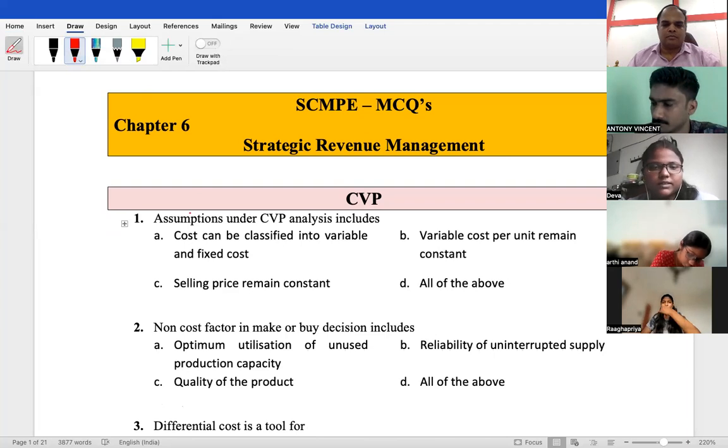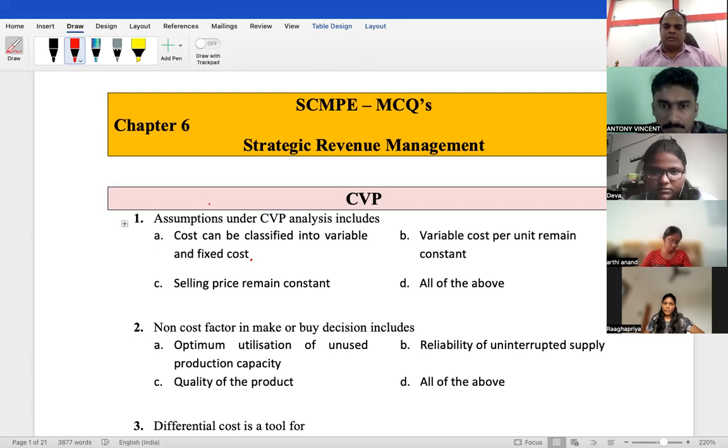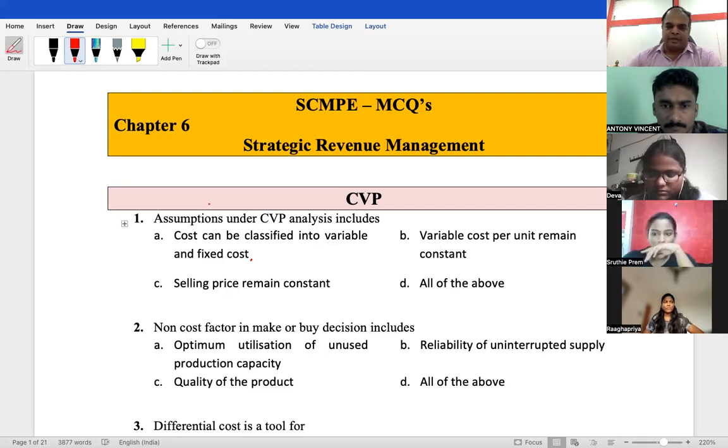First one. Assumptions under CVP analysis includes option A, cost can be classified into variable and fixed cost. B, variable cost per unit remain constant. C, selling price remain constant. D, all of the above. What are all the assumptions? All of the above. Cost can be classified into variable and fixed cost, correct? Variable cost per unit remain constant. Selling price per unit remain constant. Therefore, all of the above.